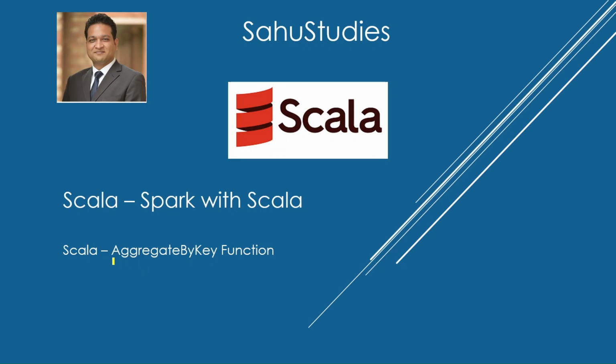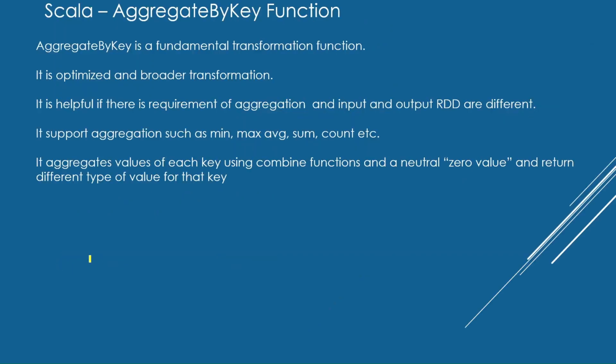In this video, we are going to discuss the aggregateByKey function in Scala. So what is the aggregateByKey function? It is a fundamental transformation function. It is an optimized and broader transformation. Whenever we are going to do any kind of transformation on an RDD, we can use the aggregateByKey transformation, and it is very much optimized, although it is a broader transformation. Broader transformation means shuffling of the data will happen between different executors whenever you use aggregateByKey, but that is a very optimized function.